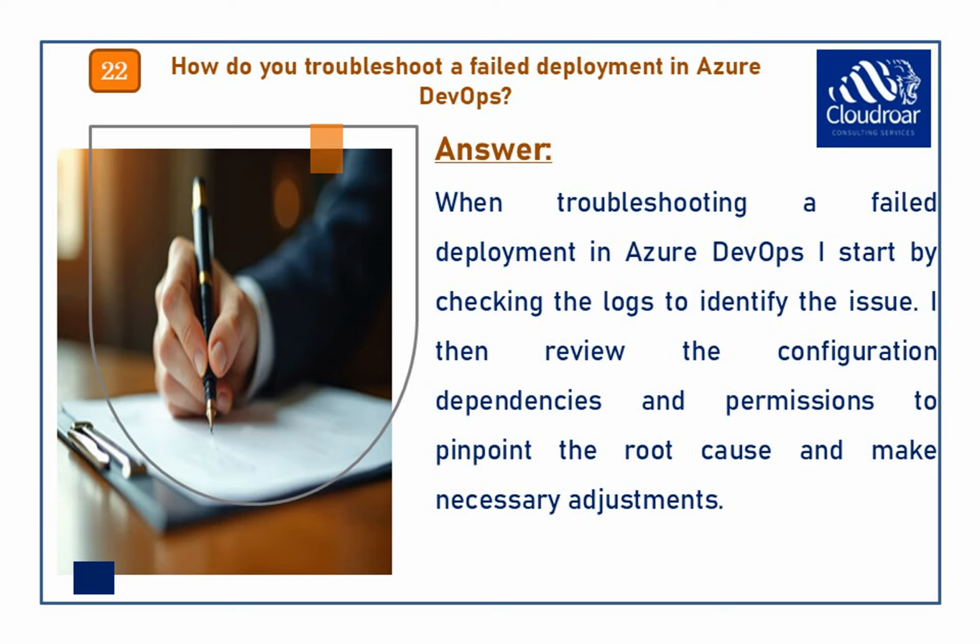Question 22. How do you troubleshoot a failed deployment in Azure DevOps? When troubleshooting a failed deployment in Azure DevOps, I start by checking the logs to identify the issue. I then review the configuration, dependencies, and permissions to pinpoint the root cause and make necessary adjustments.